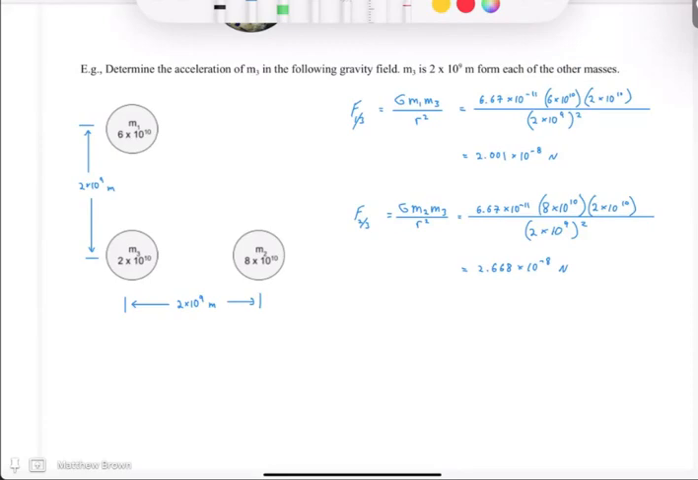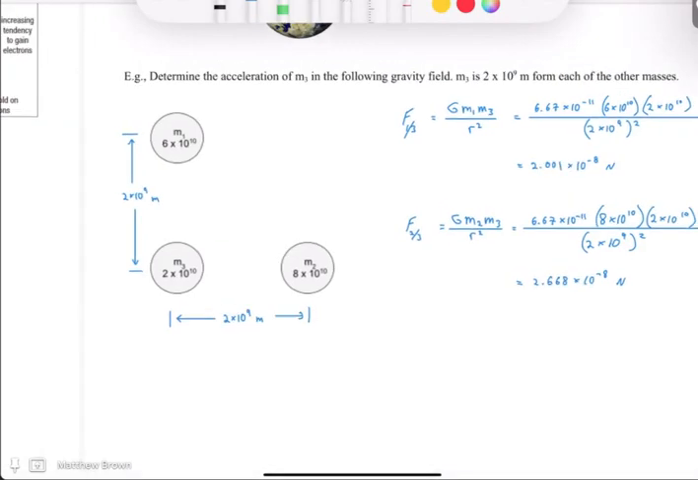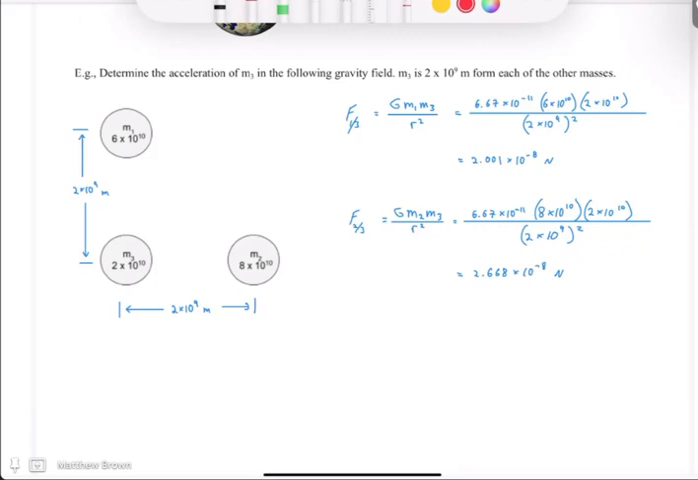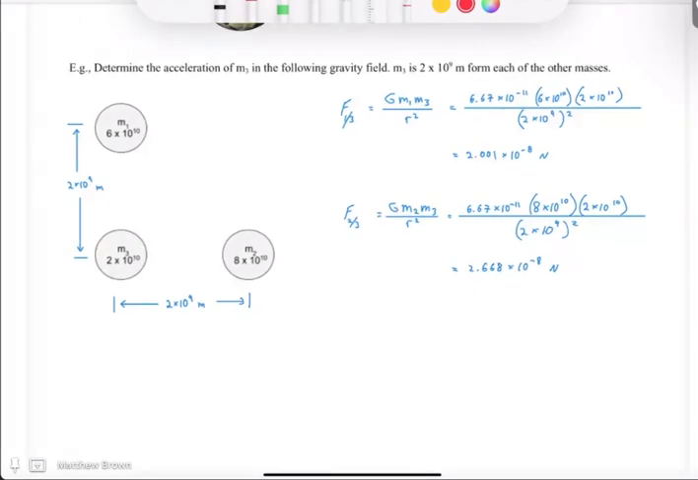So I have two forces acting on this object. I can even represent these here if I want to. Here is the force of 2 on 3, a little bit bigger, and here's the force of 1 on 3. Right?